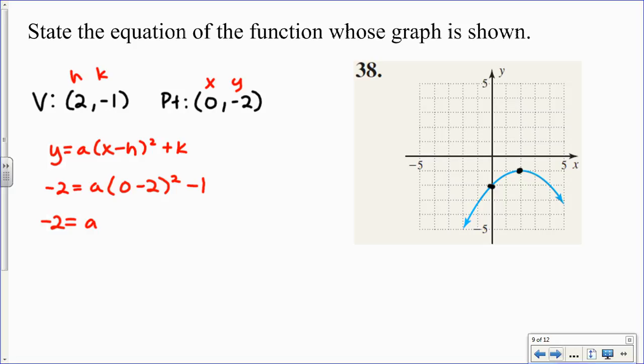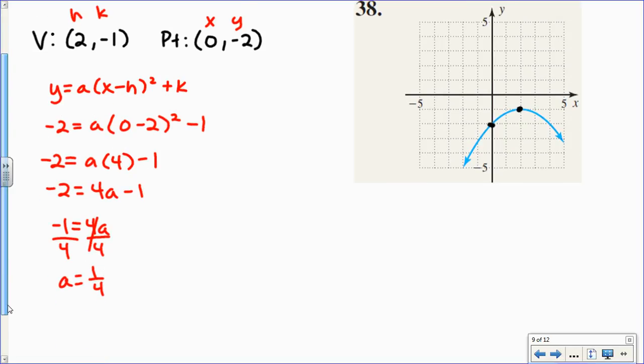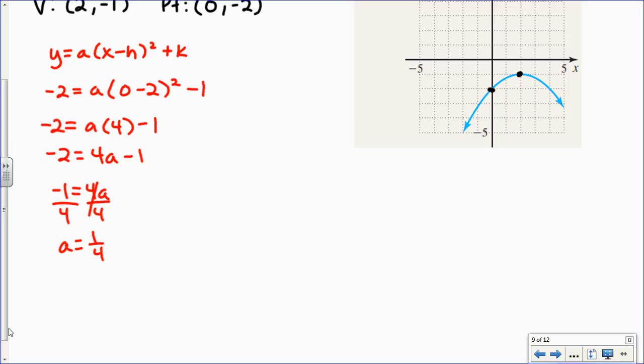Okay, so when I do 0 minus 2 squared, I get 4. So that's 4a. If we add 1, I get -1. Divide by 4, and I get 1/4 for a. -1/4, thank you. -1/4.